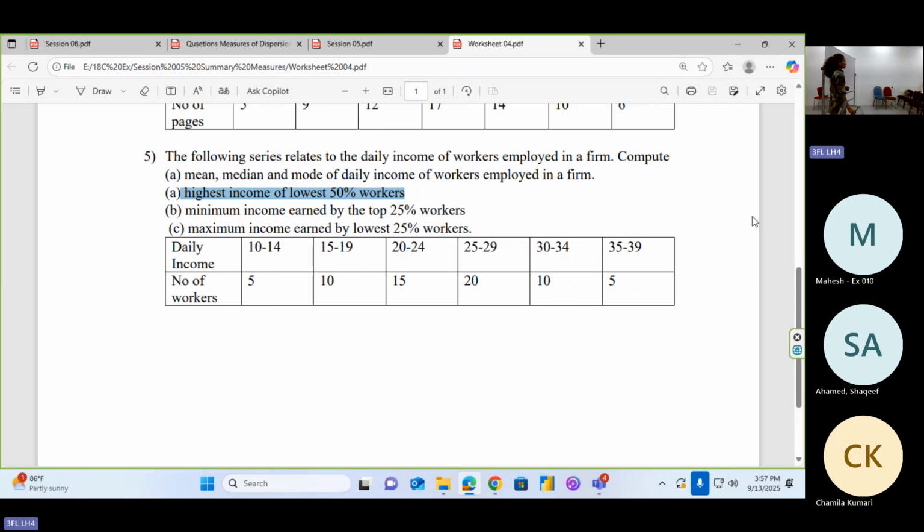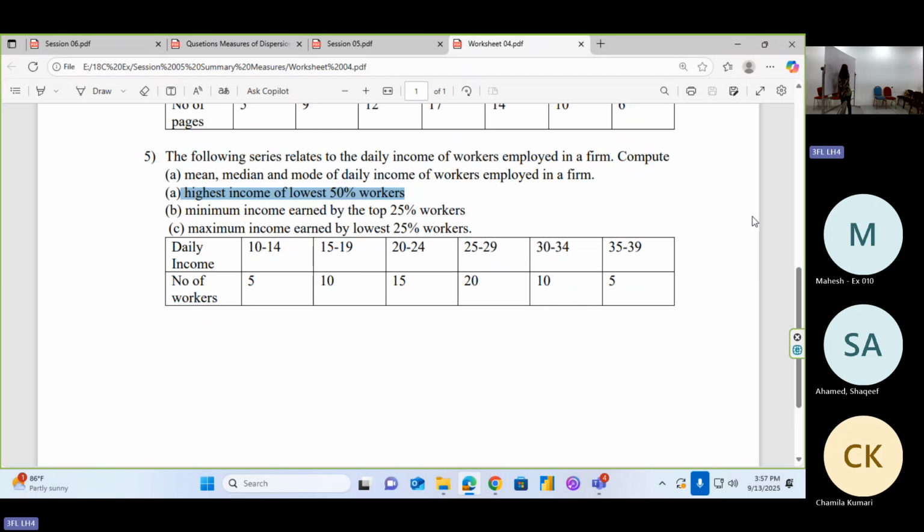The data set. Okay. Here we need to find out what? First, we need to find out the 3F column. Okay. Already you did, okay? This says 5, 15, 30, 50, 60, and 65. It means the total number of workers equals 65. Then you can simplify it, starting from here.